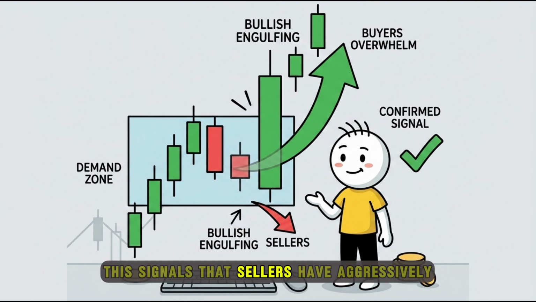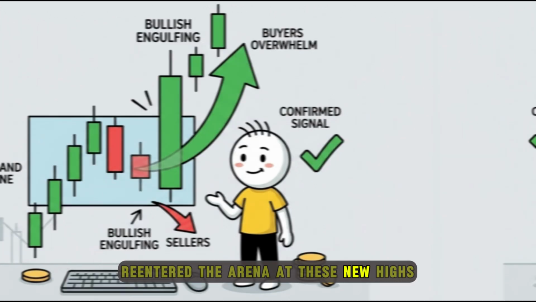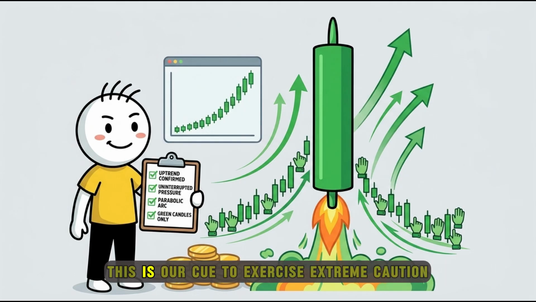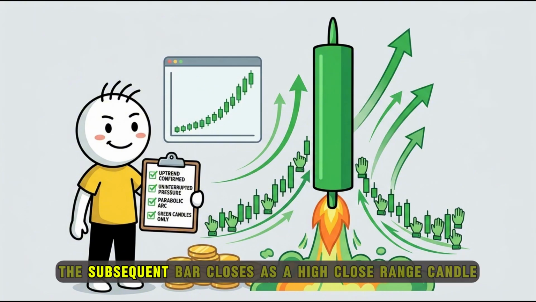This signals that sellers have aggressively re-entered the arena at these new highs, hammering the price all the way back down to its open. This is our cue to exercise extreme caution. The market is teetering on a brief pause or a deep pullback. The subsequent bar closes as a high close range candle.